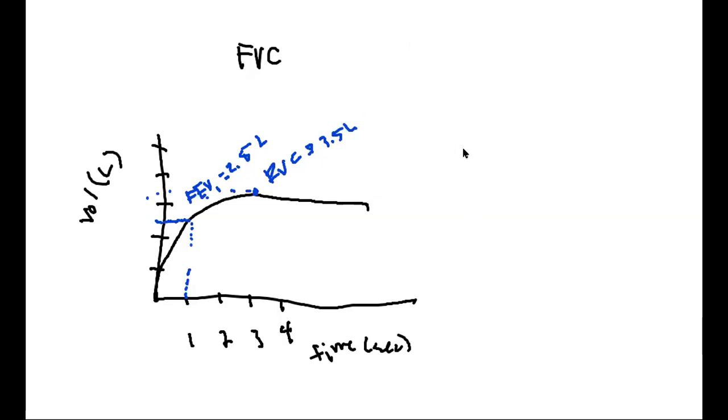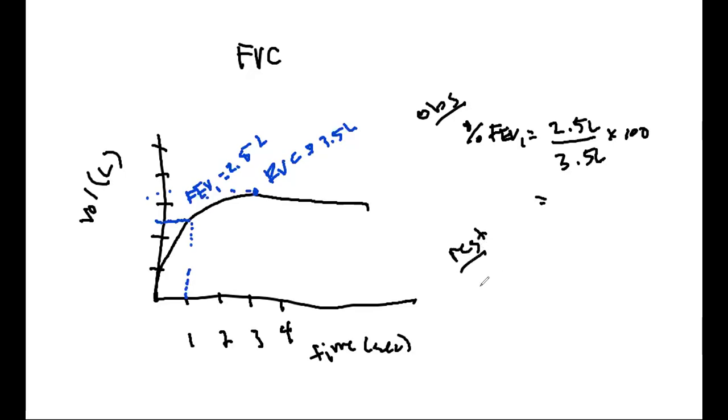Okay, so let me change the colors. Your percent FEV1 would be 2.5 liters divided by 3.5 liters times 100. Okay, and that would give you your percent FEV1. So this is the test you would use to figure out if you have an obstruction. For a restriction, you're looking at your actual forced vital capacity. So how much air did you move? So actual forced vital capacity is 3.5 liters.